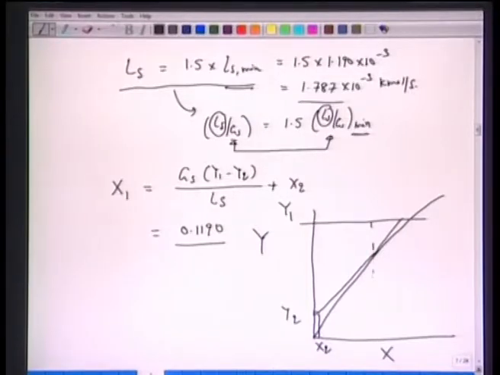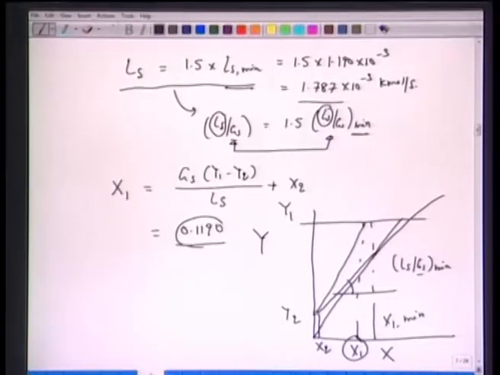This point will of course be x1 min, and this slope will give us LS by GS min, or LS min, because GS is fixed. When we take 1.5 times, the curve will move like this, and the curve, when moved like this, is the operating curve. Now we will get x2, x1, which we have just calculated as 0.1190.